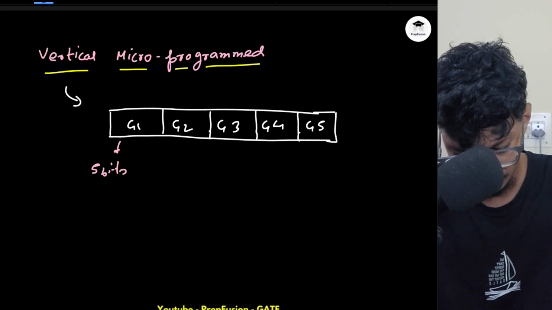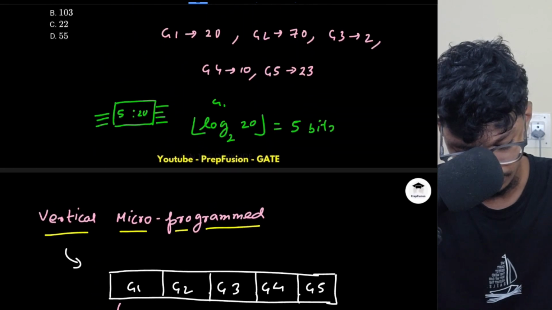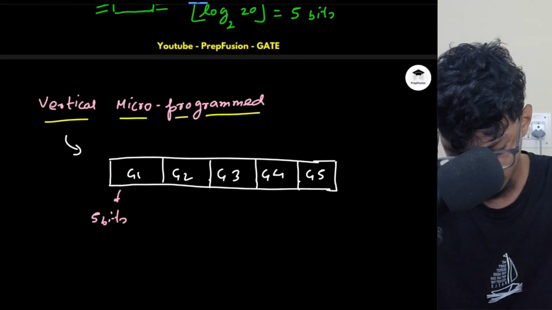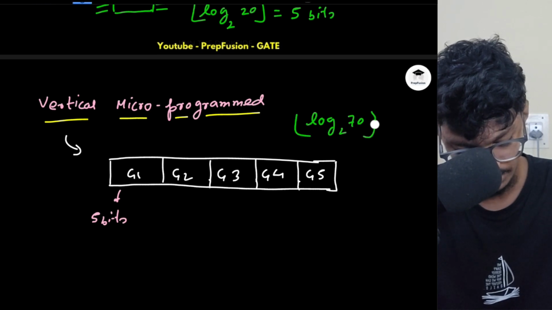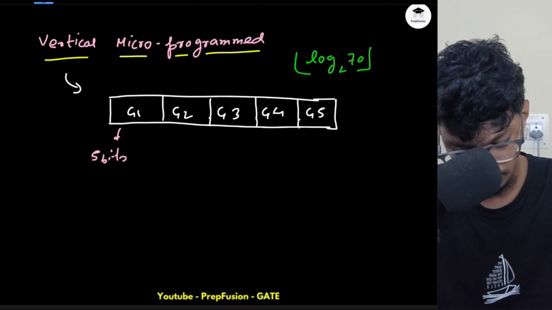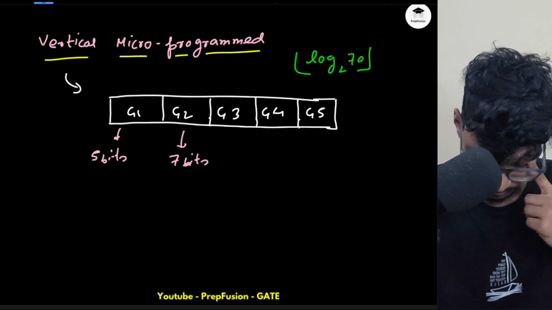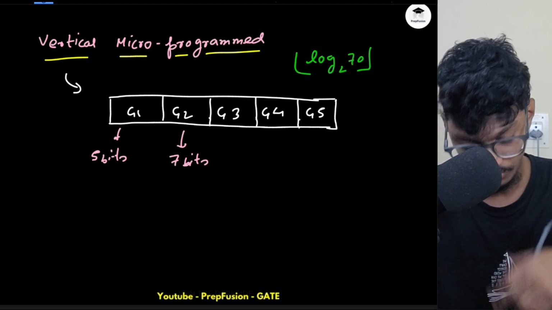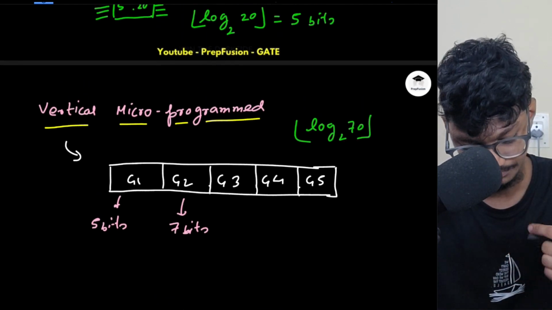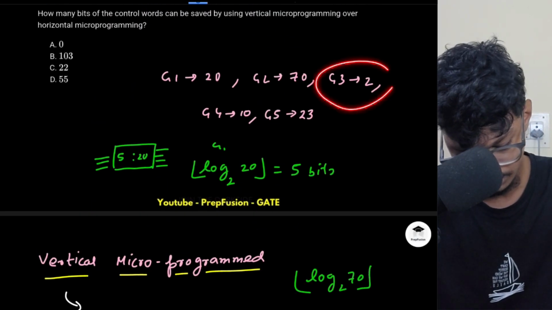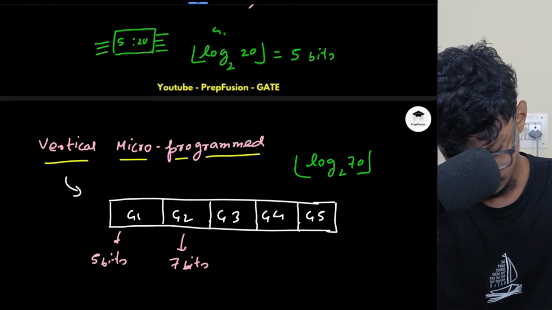For this I will require 5 bits. Similarly for this, how many bits will I require? For 70, what will be log base 2 of 70, upper bound? It is 7 bits, right? This will require 7 bits. What will be the log base 2 of this 2? This will be only a single bit.